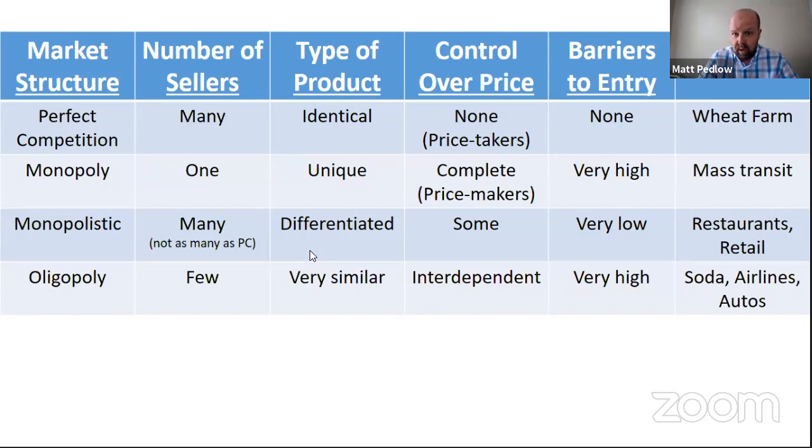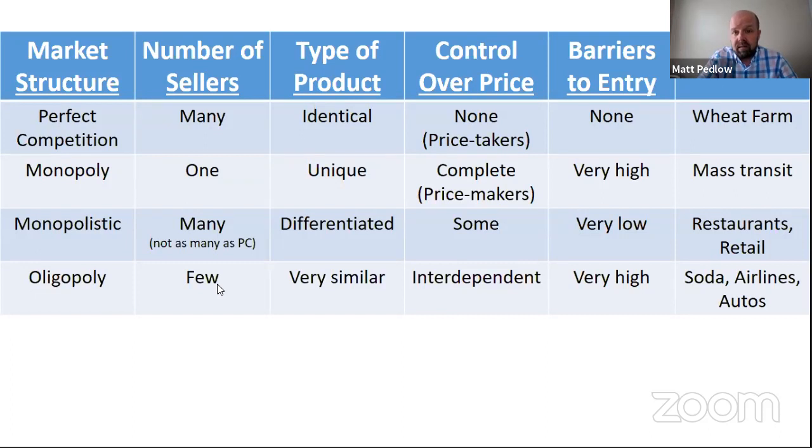They have some control over price, but of course competition, right? Very low barriers to entry in things like retail, right? Restaurants, clothing, things like that. And then oligopolies, what we're going to talk about today. Keyword, number of sellers: few. That is important. If you are in a market with just a few major sellers and they're making up X percentage of total sales and output, then you're in an oligopoly market.